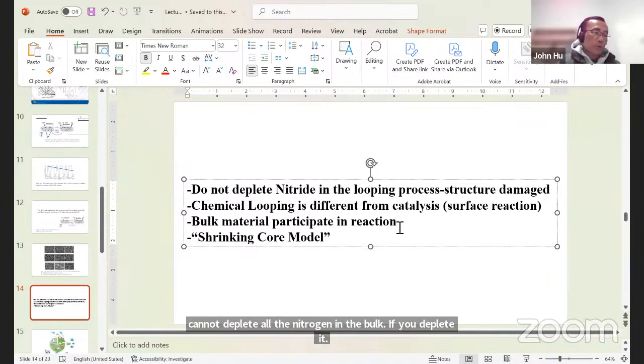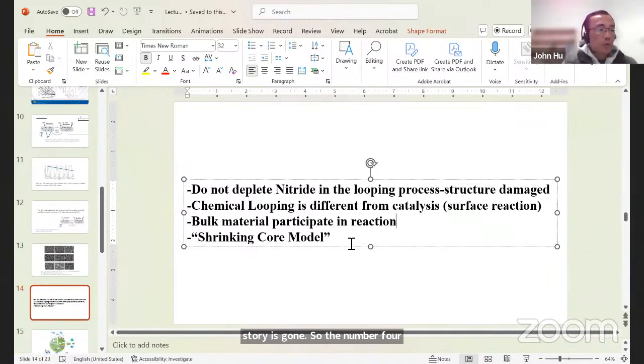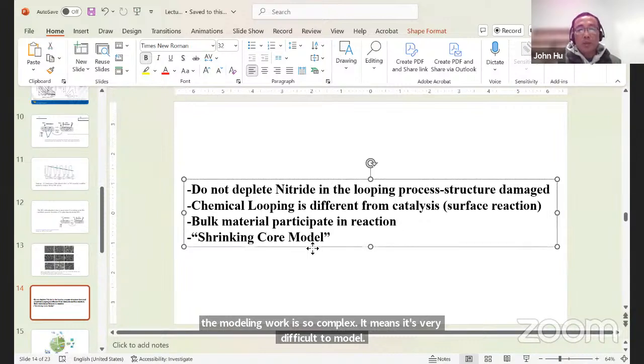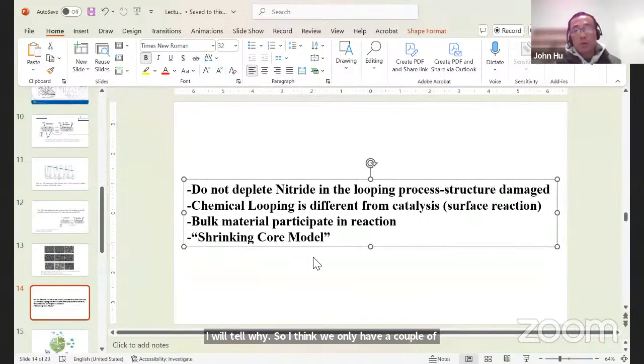So the number 4, in the chemical looping world, the so-called modeling work is very complex. It means it's very difficult to model. I will tell you why. So I think we only have a couple minutes. Okay. Well, before I tell you, maybe we'll go to the shrinking model tomorrow.